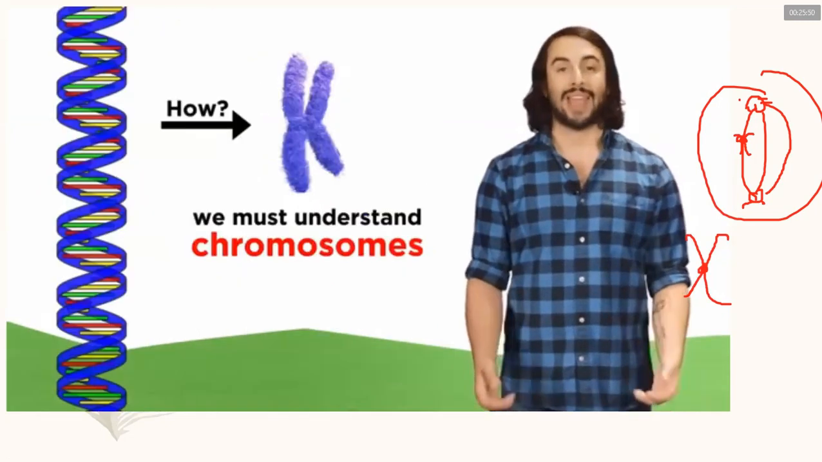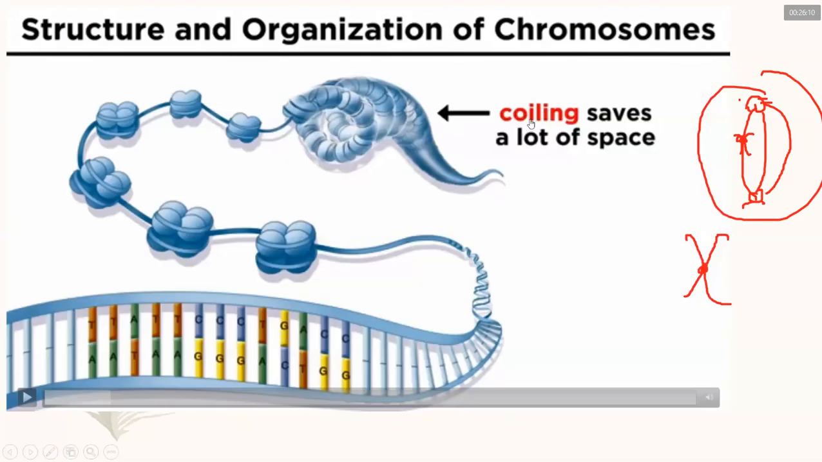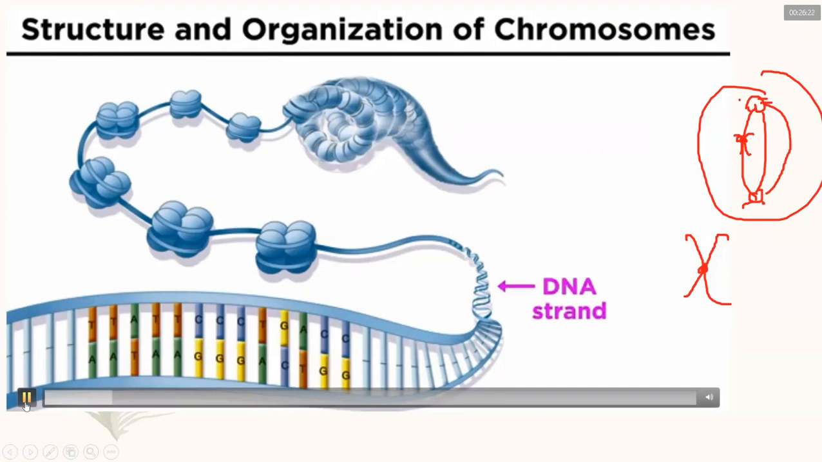First, we must understand that while we often see pictures of DNA looking like this, DNA is not just floating around the nucleus in this form. DNA is typically coiled up to save space because there is so much of it in the nucleus. Coiling means it gathers together and takes this circular shape. Coiling saves a lot of space.